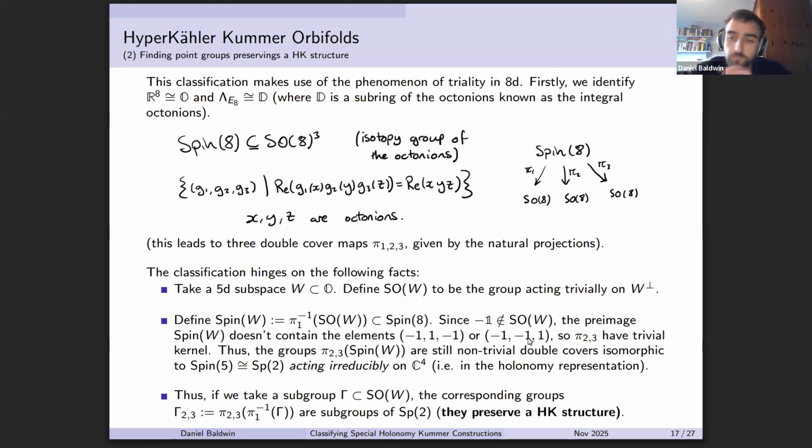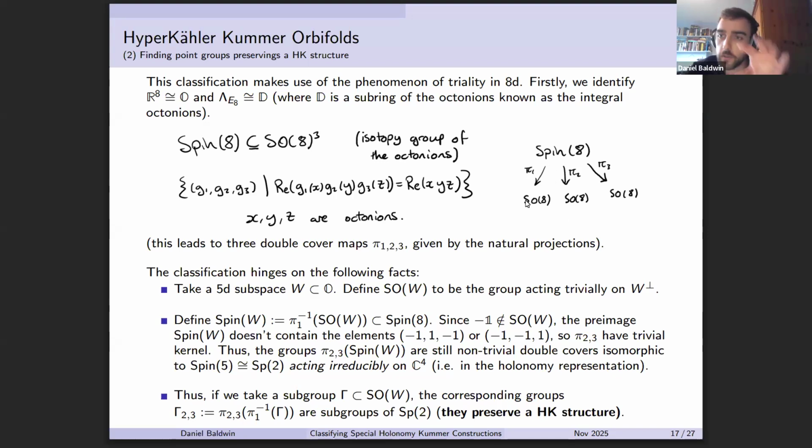And the upshot of that is, when you project spin W down into the other two factors using pi2 and pi3, the kernel is trivial. So this map is 1-to-1, and these projections of spin W are still non-trivial double covers isomorphic to spin 5, which is itself isomorphic to sp2. And they also act irreducibly on R8 now, instead of reducibly.